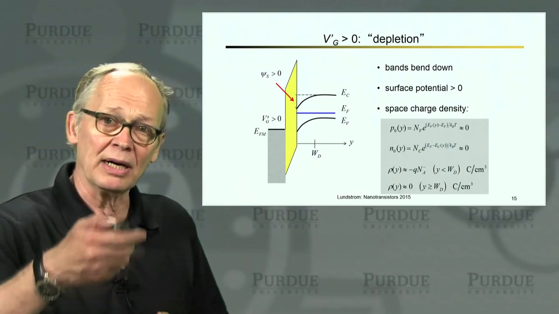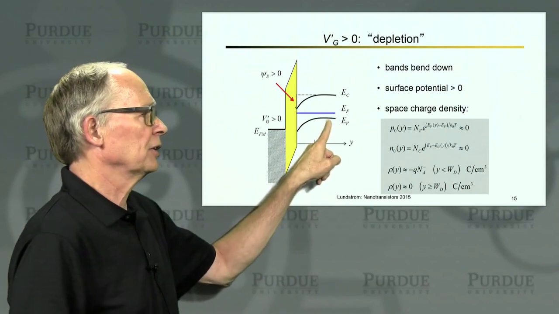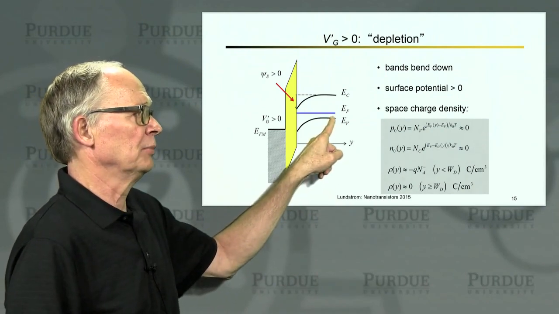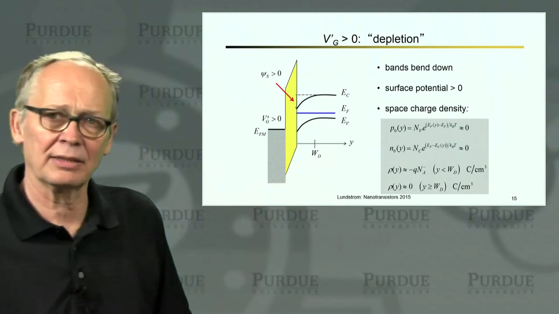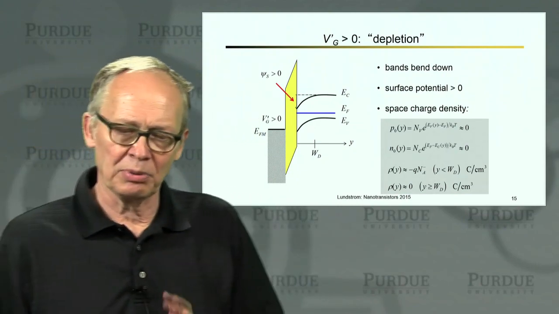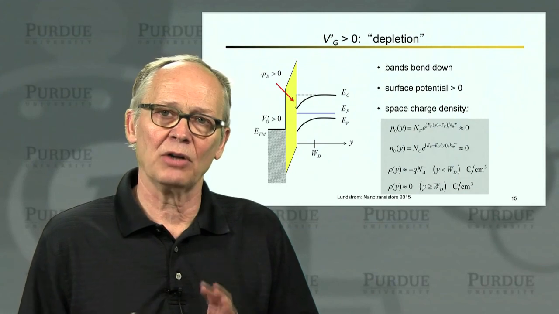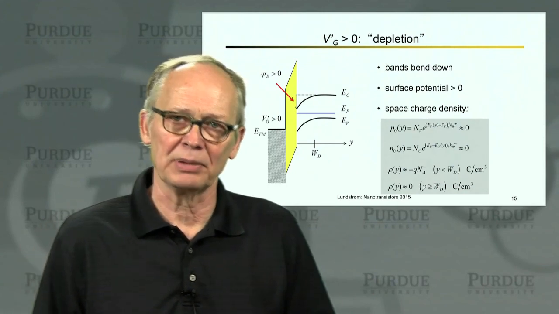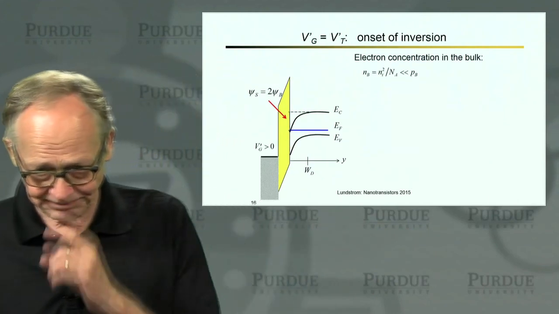And if I go beyond that, the semiconductor is neutral because I have an equal number of positively charged holes and negatively charged acceptors. So that's the situation when we apply a positive gate voltage. We call that bias situation depletion of this structure.